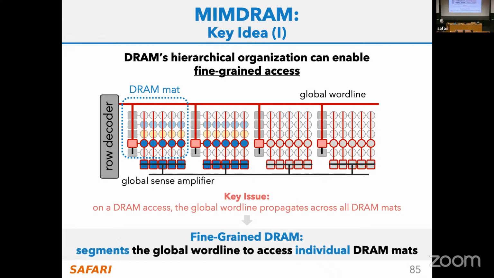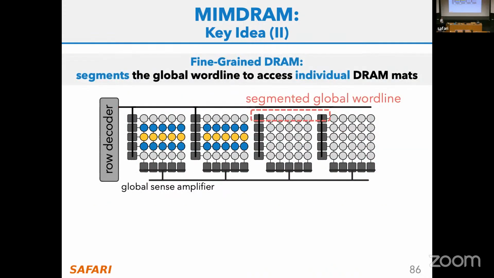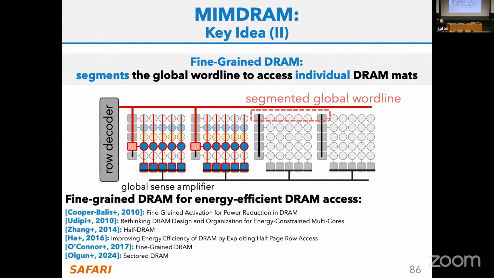The main idea here is that when I access a DRAM row, I segment this global word line in a fine-grained manner. So I disconnect the global word line going through all of the DRAM mats, and I only enable the connections from the global word line to the mats that I'm going to access. This is a really old idea. People have been using this to improve energy efficiency in many different systems. And as I mentioned, this is called fine-grained DRAM access, because I'm deciding which of those mats to access depending on the data that I'm going to read later on.